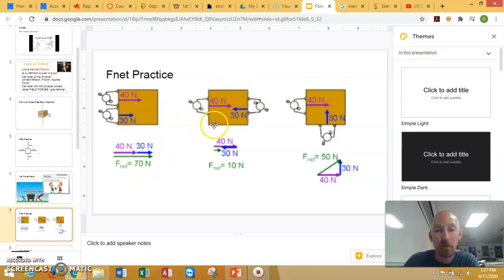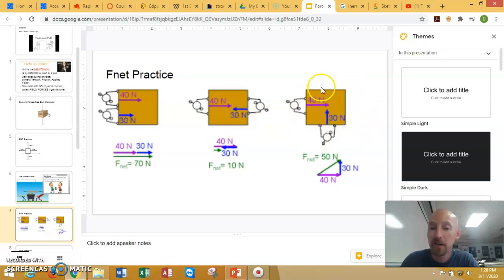Here, our two forces are going in opposite directions, so we subtract. In either case, we are going to have an acceleration on the box. This box is going to go to the right. It has a force of 70 newtons. Probably going to pick up speed. This box is also going to go to the right. See that little green arrow? The total force is 10 newtons. And it's going to pick up speed also, just not quite as much.